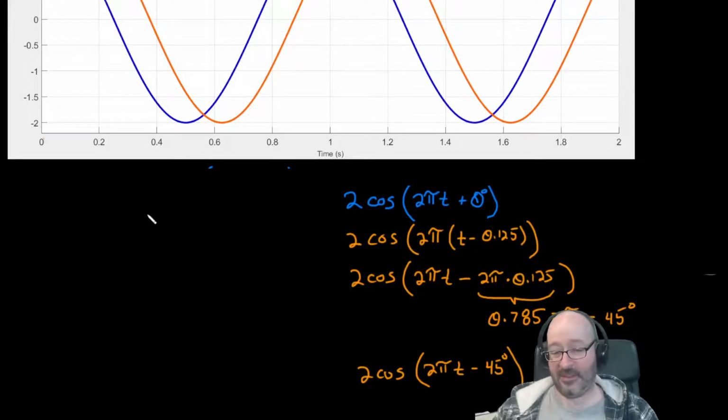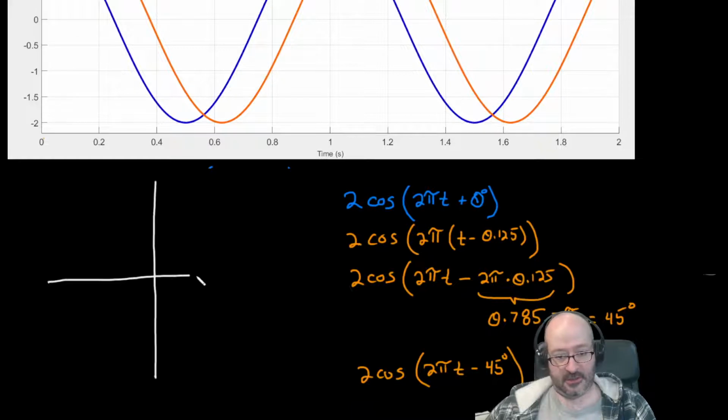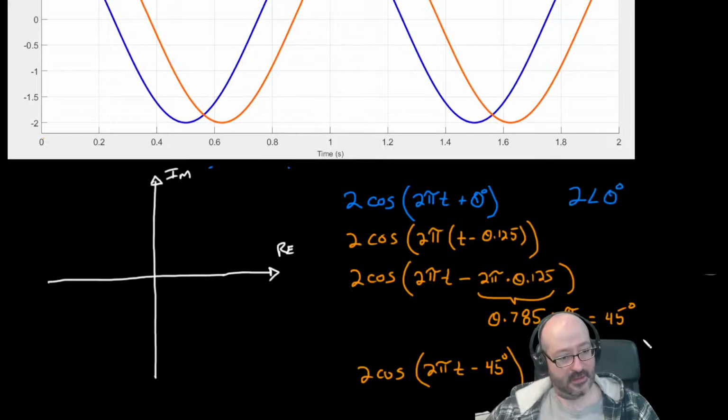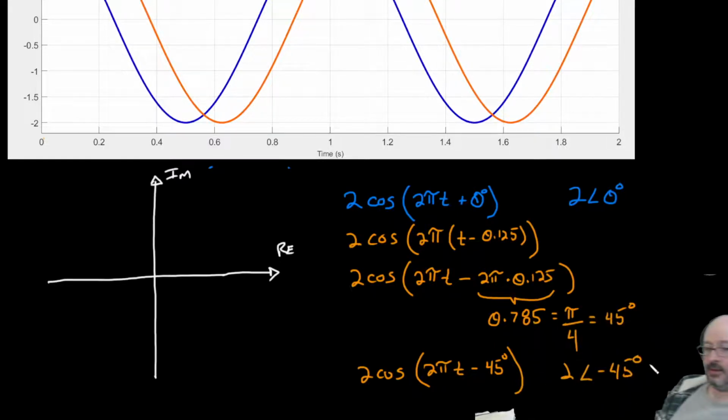Something else we do is we draw what's called a phasor diagram. Okay, so the phasor diagram is really just looking at all the phasors that are interesting to us on the complex plane. Okay, so we have the real axis and the imaginary axis, and we know that this one is 2 at an angle of 0 degrees, and this one down here is 2 at an angle of negative 45 degrees. That's behind me. Ta-da! 2 at an angle of negative 45 degrees.